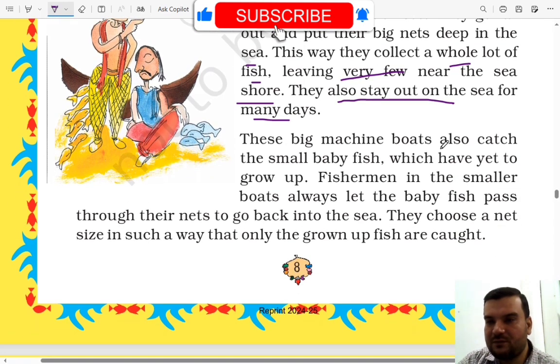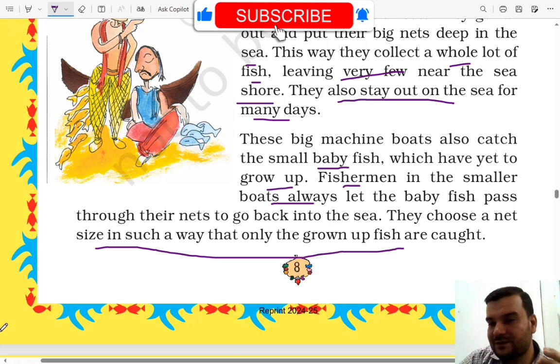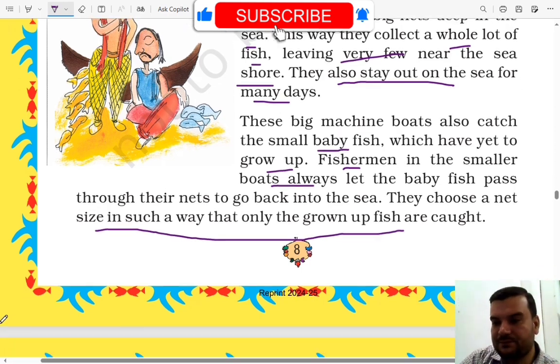These big machine boats also catch small baby fish which have not yet grown up. Fishermen in smaller boats always let the baby fish pass through their nets to go back into the sea. They choose the net size in such a way that only the grown up fish are caught. So for catching the big fishes and not the small fishes, the size of the net, okay, the holes in the sides of the nets, also matters.